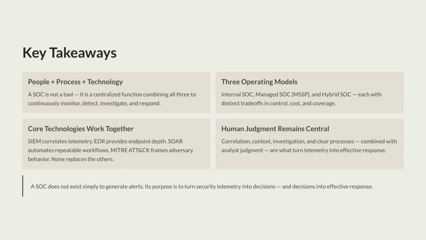Maybe we need a new detection rule. Maybe an existing detection needs tuning. Maybe telemetry was missing. Maybe our escalation procedure was too slow. Maybe we discovered an attack technique we weren't properly monitoring before. That feedback loop is extremely important.